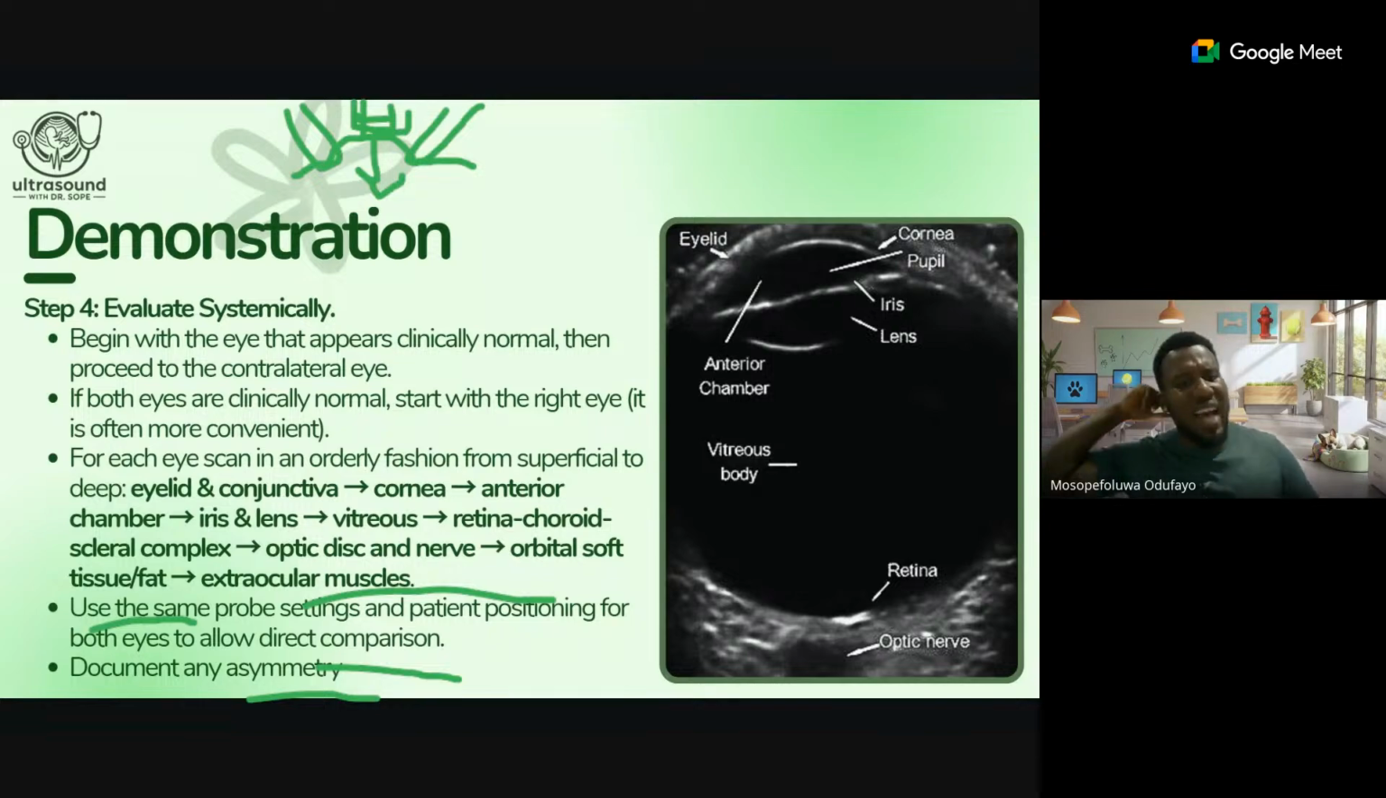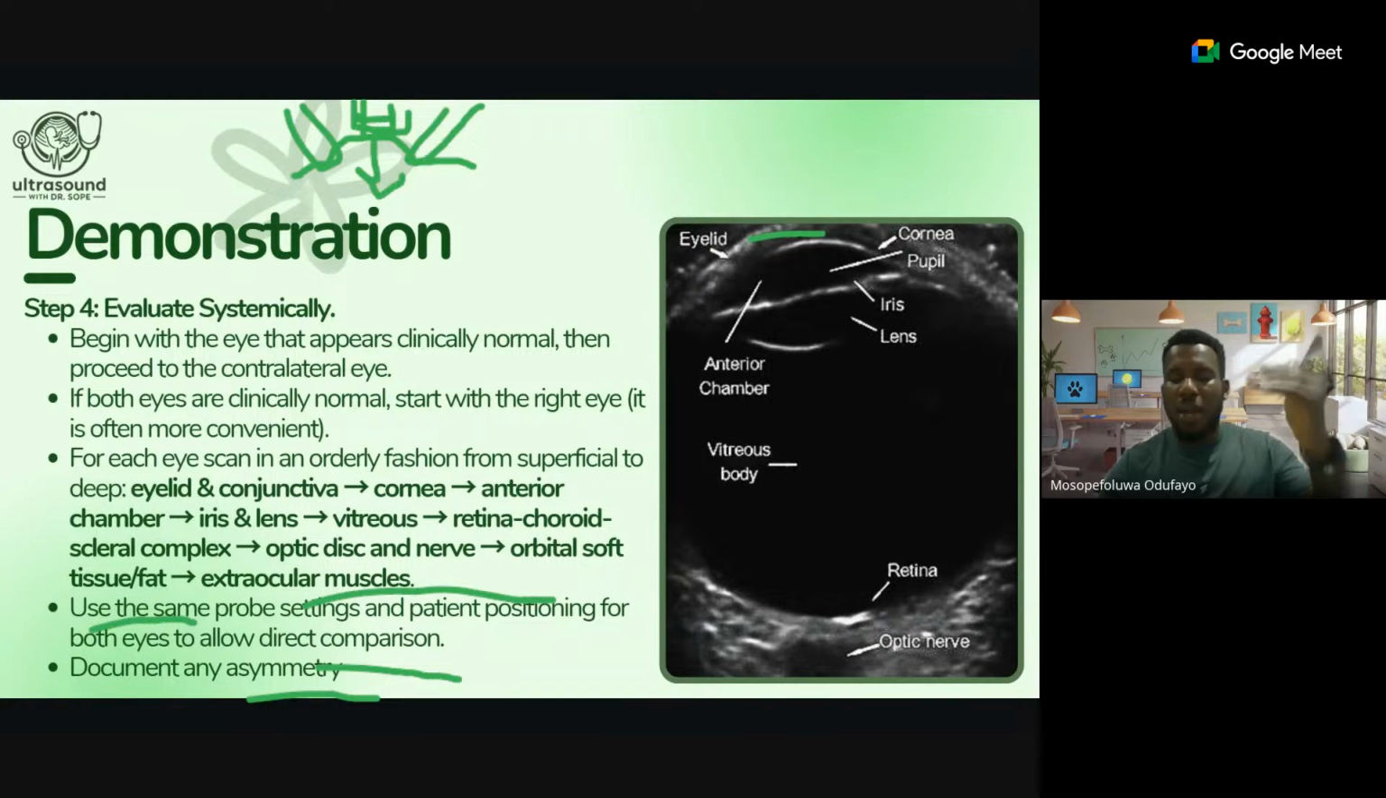Begin first with the eye that appears clinically normal, then proceed to the contralateral eye, the eye that has the issue. So if both eyes are normal, then start with the right, which is often more convenient. Is that okay? And how do you move? For each eye, scan in an orderly fashion from superficial to deep. And so, where do you start from? You start from the eyelid, up top, superficial.